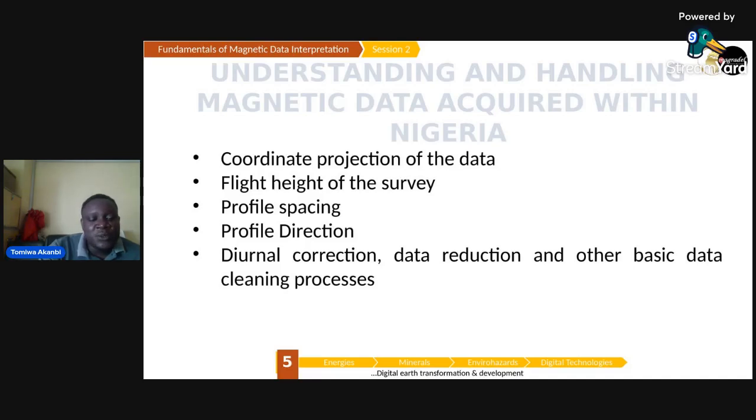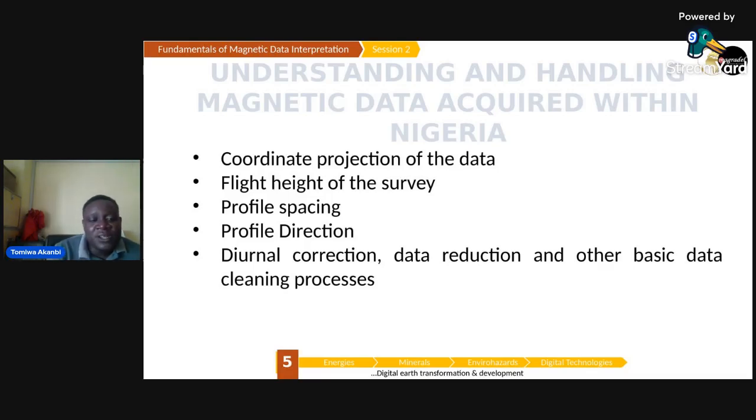And then the first speaker has spoken about diurnal variations, the equator and the pole reduction, and just for the sake of emphasis, whatever data you are working with, these reductions, these data corrections, are very important. They are like the basics of whatever you need to do before you start considering filtering, like 1VD, 2VD, because everybody is always eager to do all of that, or residual-regional separations. All those things are not the first things you do when you have raw magnetic data. The first thing you do is to correct for your diurnal variations. When you are done, the next thing is to reduce it to either your pole or your equator.